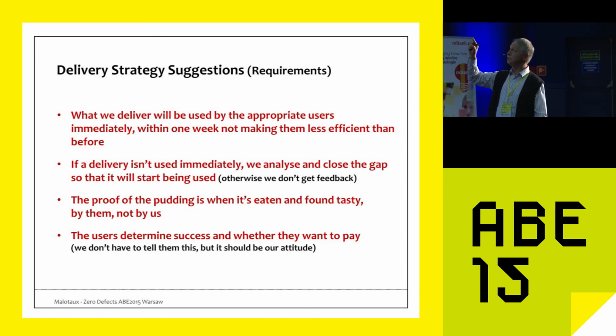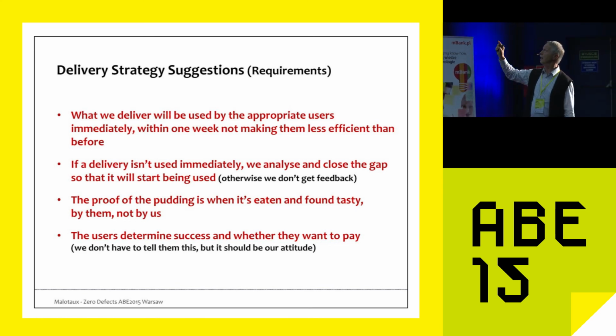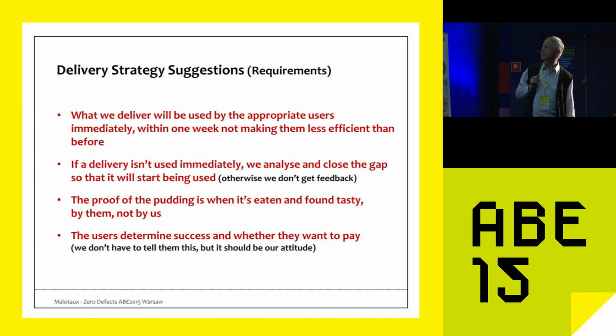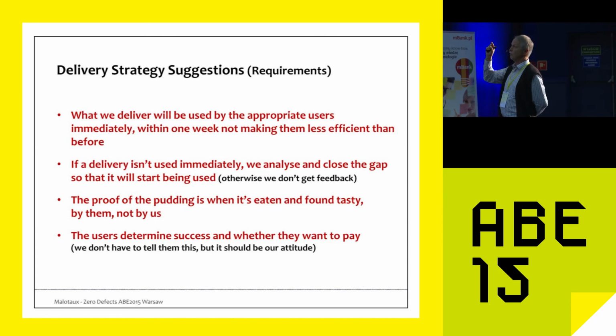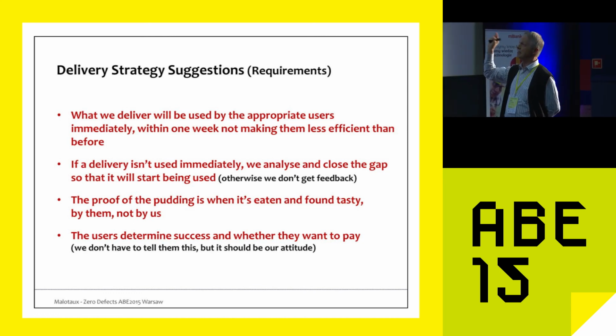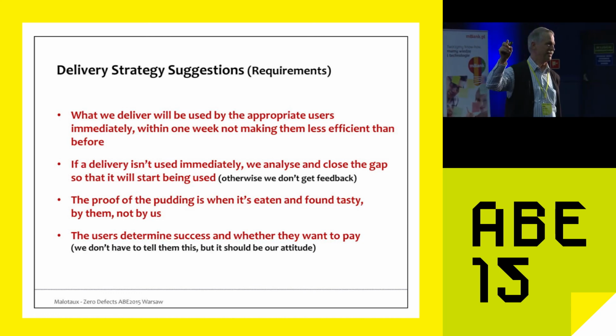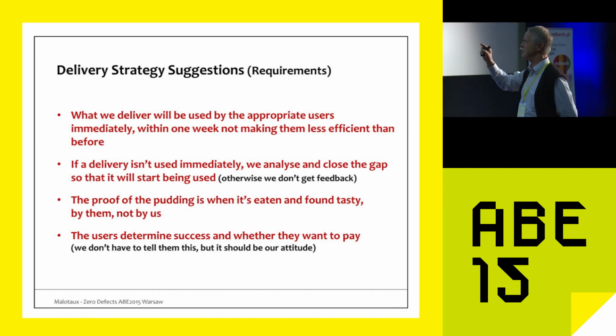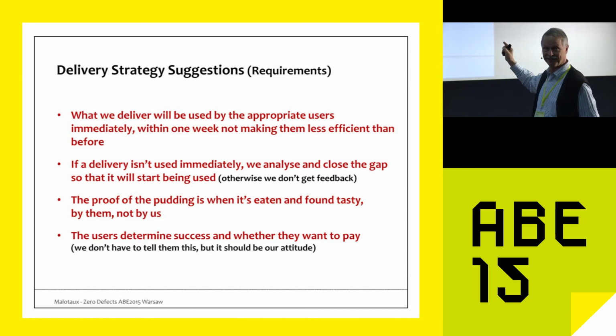If a delivery isn't used immediately, we analyze why, and close the gap so that it will start being used immediately, because we need feedback, and if they don't use it, we don't get feedback on what we did wrong. The proof of the pudding is when it is eaten and found tasty, not by us, but by them. The users determine success and whether they want to pay us.